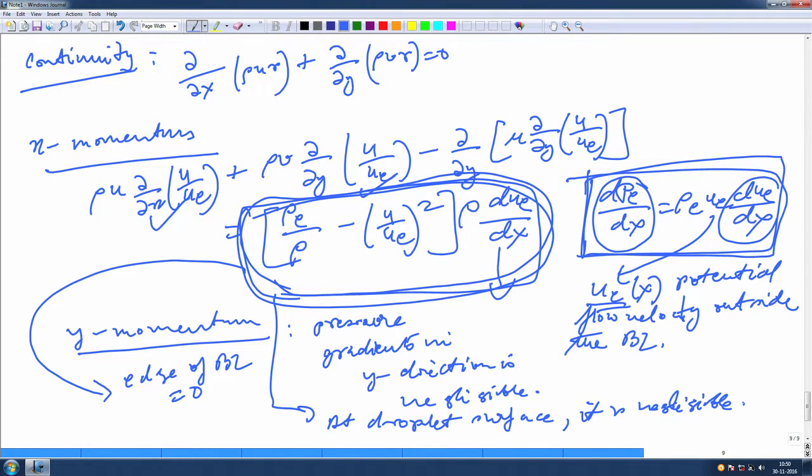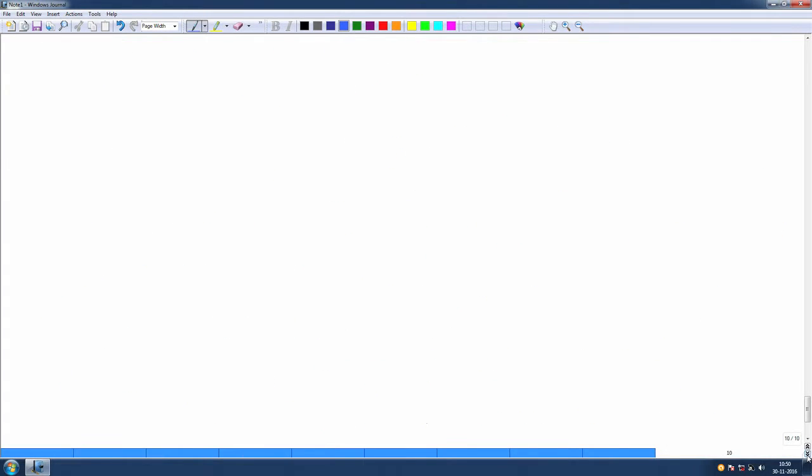Why is it negligible at the droplet surface? Because the transverse variation of the dynamic pressure is small at the droplet surface. So, this term has a particular feature, that it is negligible at the droplet surface, and at the edge of the boundary layer it becomes equal to 0. That is because these two terms cancel each other, so they become equal to 0. This term clearly drops out. Based on that, that is the part.